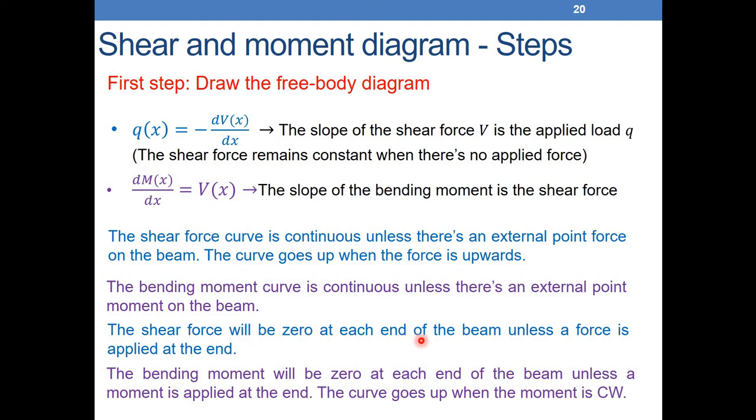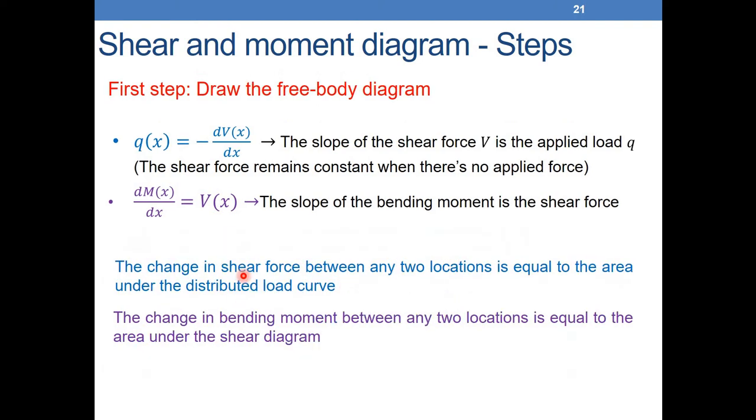The shear force will be 0 at each end of the beam unless a force is applied at the end, and the bending moment will be 0 at each end of the beam unless a moment is applied at the end. The curve goes up when the moment is clockwise. All of these relations found using the derivative relations, we will see how we apply them directly in the graphs in the examples. That's very important here. The change in shear force between any two locations is equal to the area under the distributed load curve, and the change in bending moment between any two locations is equal to the area under the shear diagram.